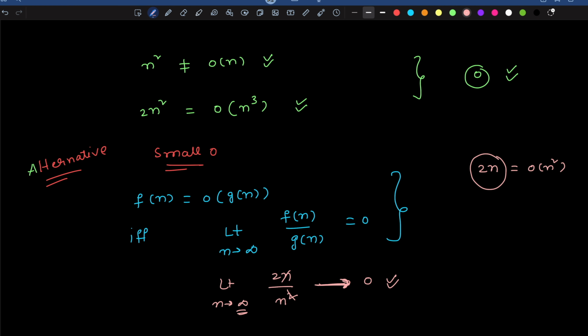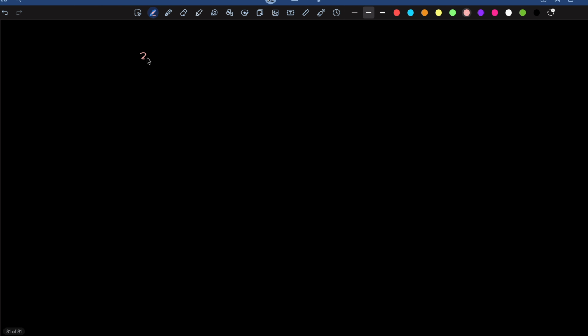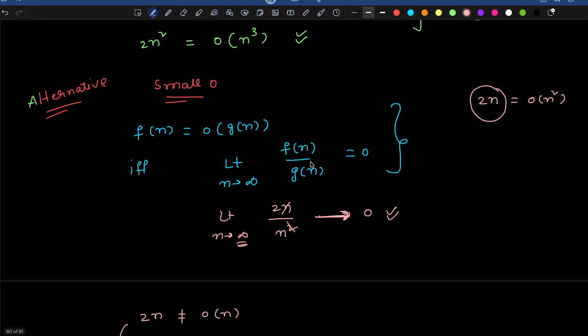Similarly, in the case of 2n and n, let me prove this statement as well. 2n is not equal to small o of n. Again, let me prove this using the alternative definition by using the limit. Limit n tends to infinity, my f of n is 2n by g of n is n. So n will get cancelled, which is equal to 2. So this statement doesn't hold here, right?